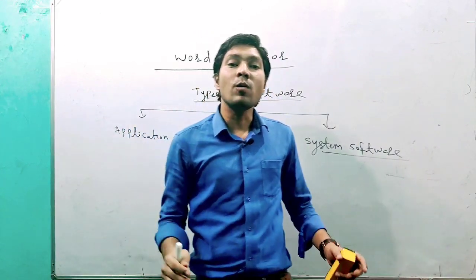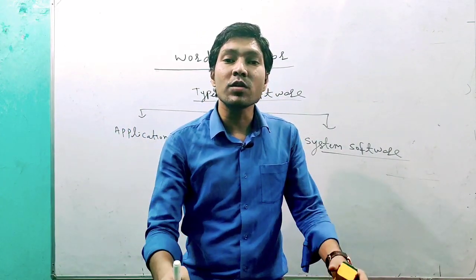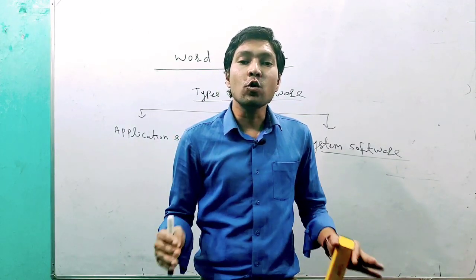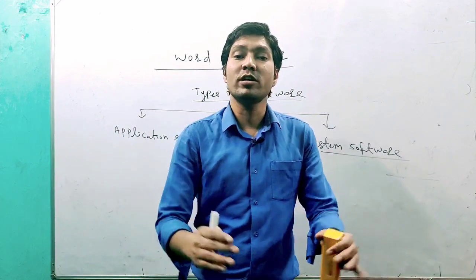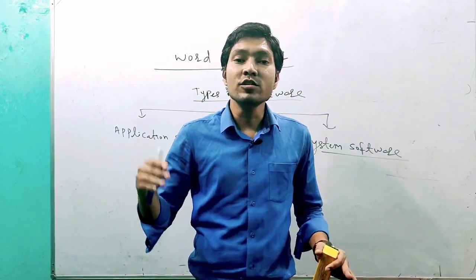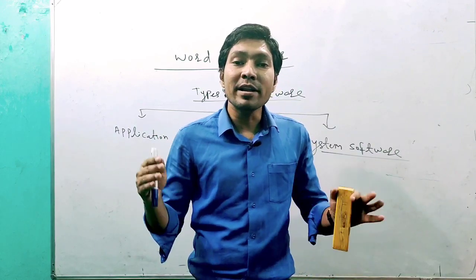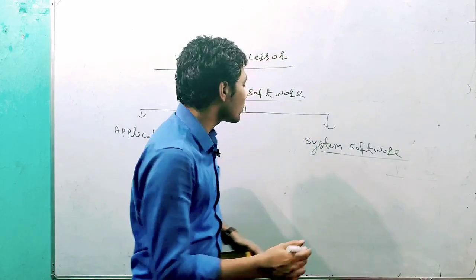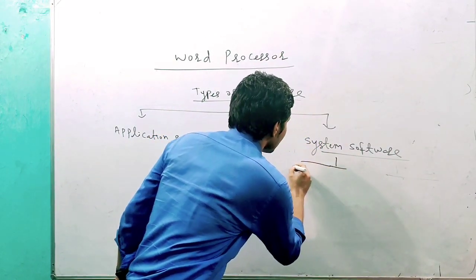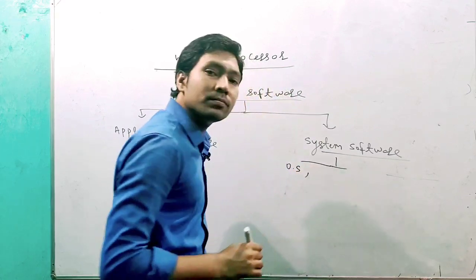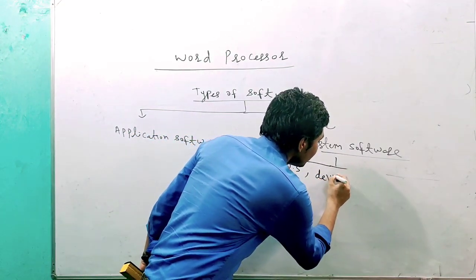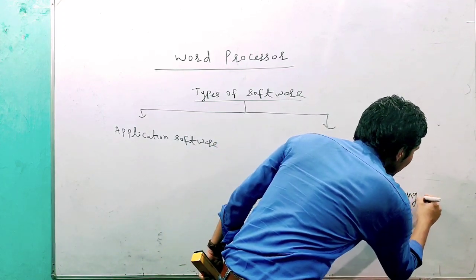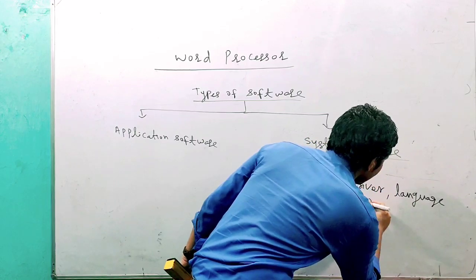Now, what is a system software? System software performs the internal operation of the computer system. As the name suggests, system software controls the entire system of the computer. System software helps the user, hardware and application programs to interact and function together. Examples of system software are operating system, device driver and language processor.